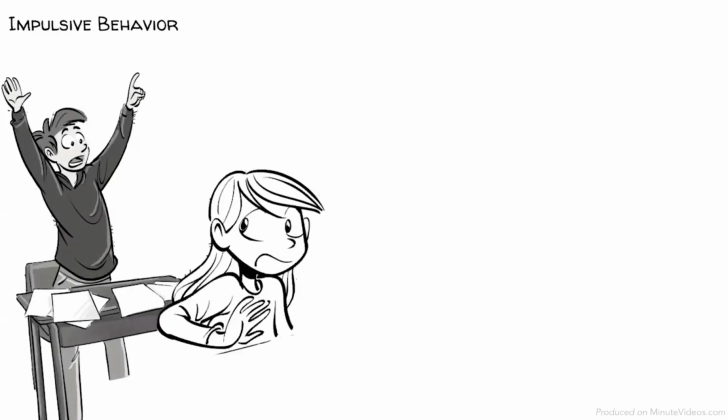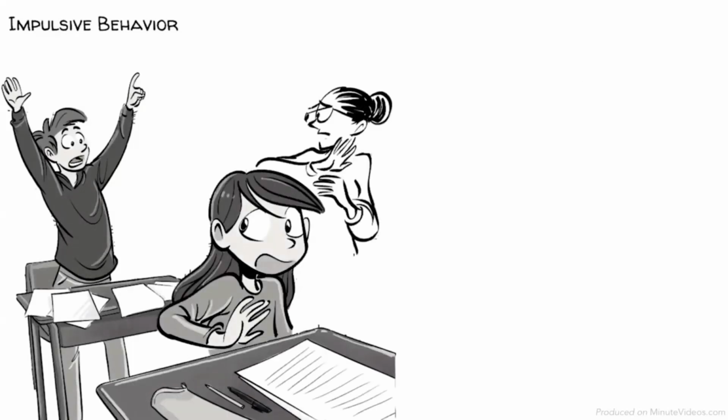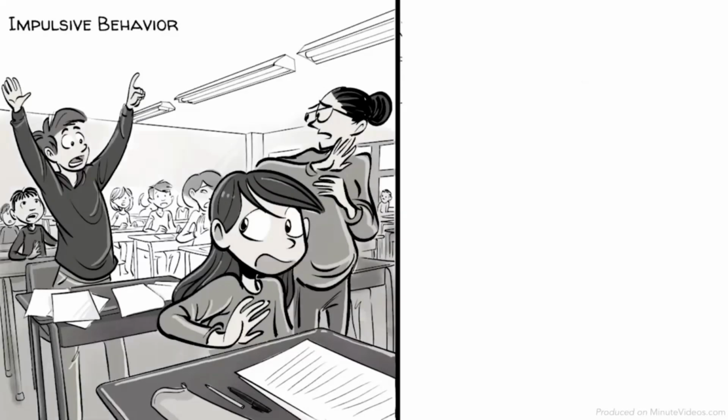Last, there is his impulsive behavior. He often cannot refrain from saying things that come to his mind. Sometimes he tries hard to control himself, but then just blurts out and interrupts others. His classmates find this annoying.